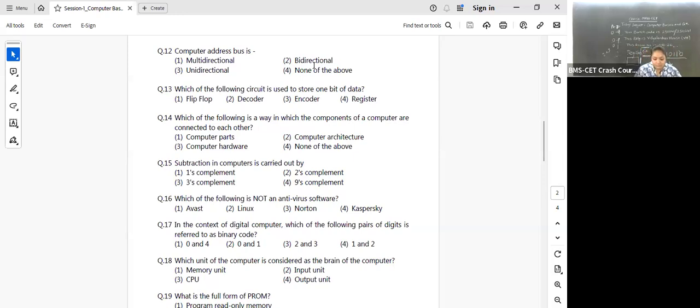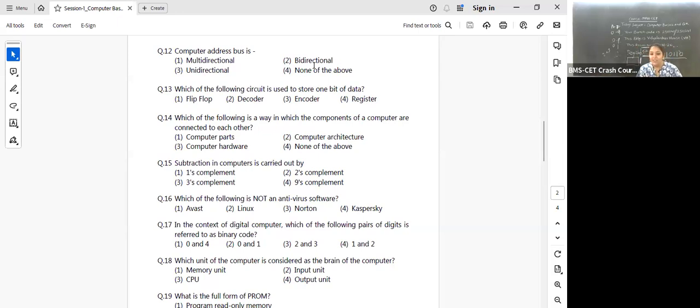It is a way, no? Architecture means the way in which they are all connected. Are the parts connected? If I say only input, input is itself individual. If I say output, output is a part. So it is a part, but it is not connected with the other devices, no? Understanding? So mark option number 2.